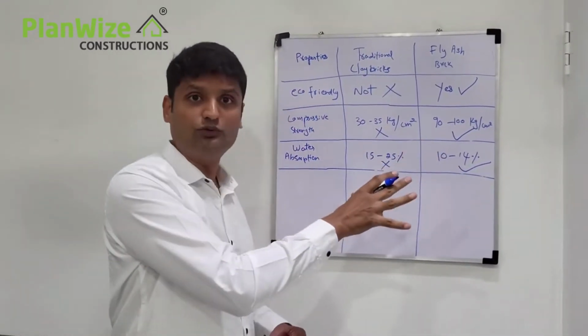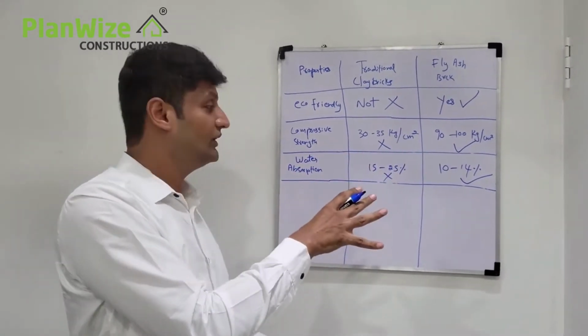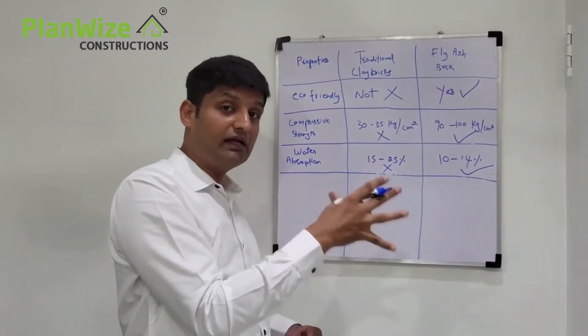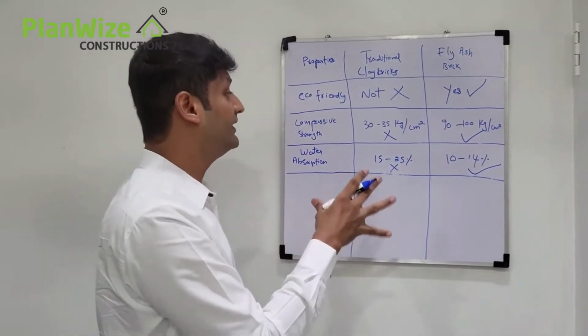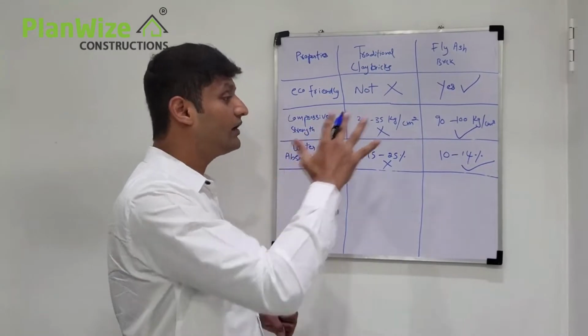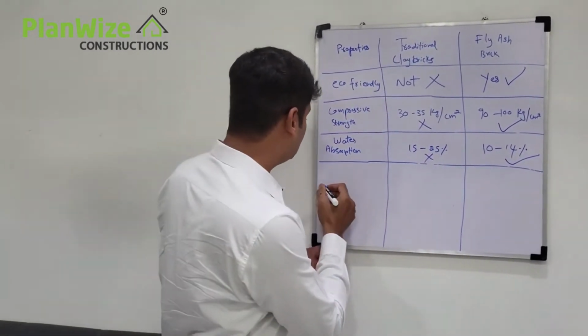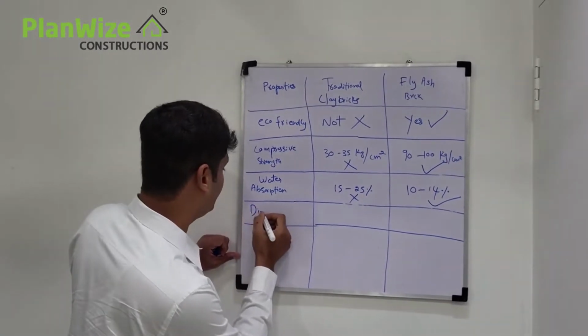Now what does this do? In the long run, it provides fewer cracks, and the life of a building may even increase in case of fly ash bricks, since water absorption is less, and in the longer run it will benefit. Now let me go on to the next point, which is the dimensional stability.